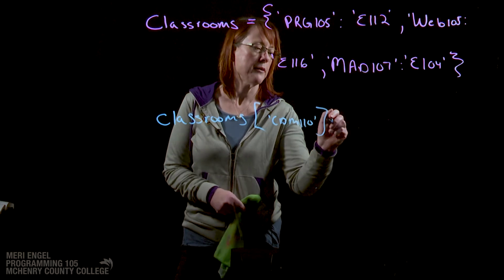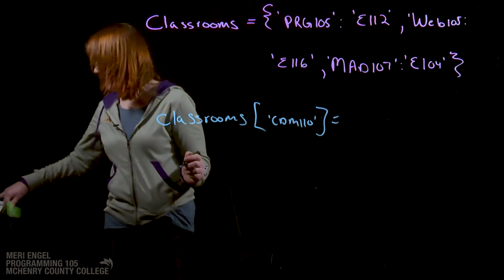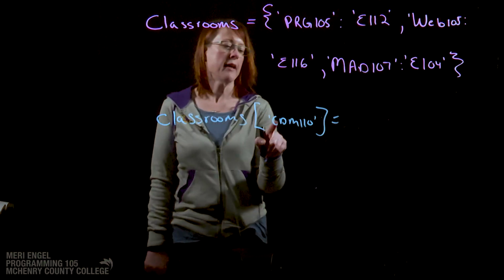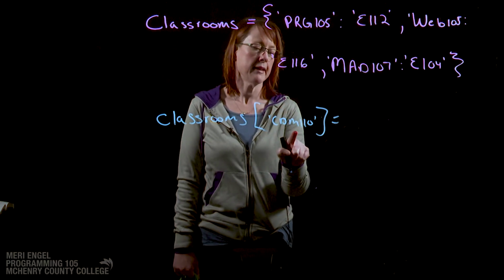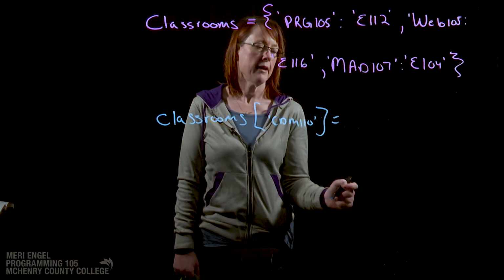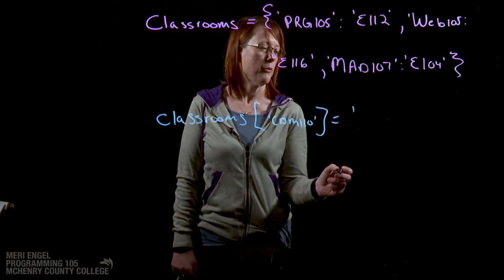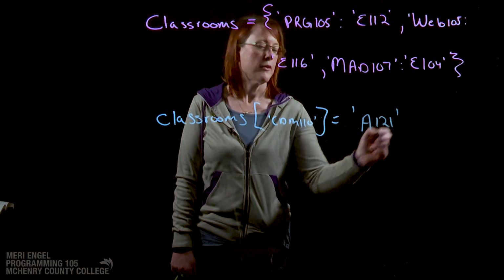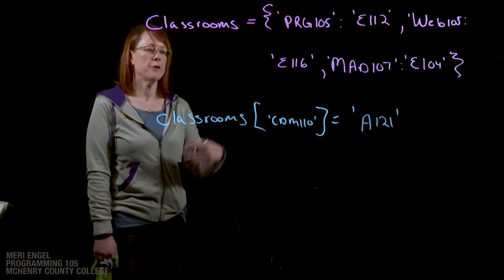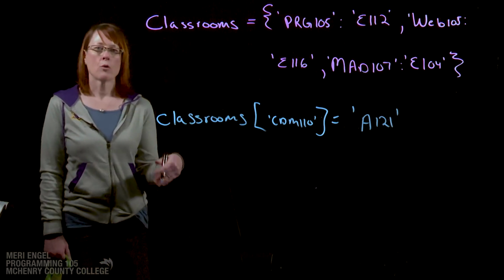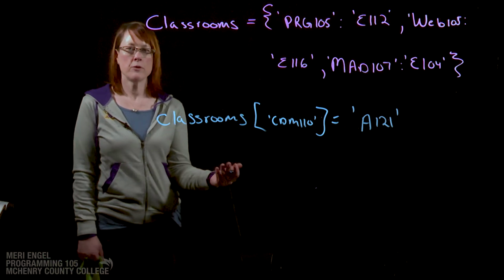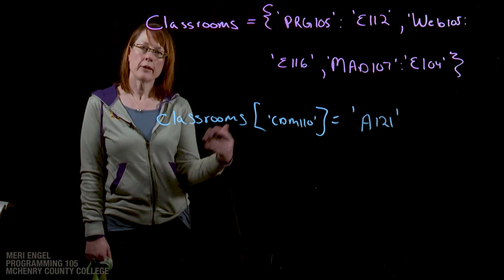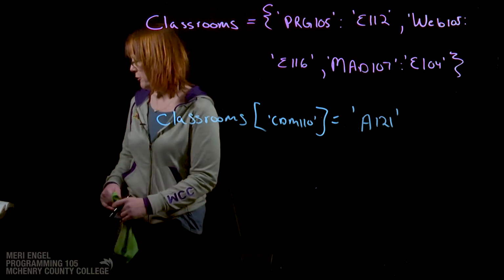But to add it, we have to do the equal sign. And then we put in the value. So it's a key value pair. This is the key, the class. The value is the room, and that would be a string, so it would be A121. So that's how you would add something. And you could go through some sort of loop or while statement asking a user to enter data, and you can keep adding to the dictionary as you go.